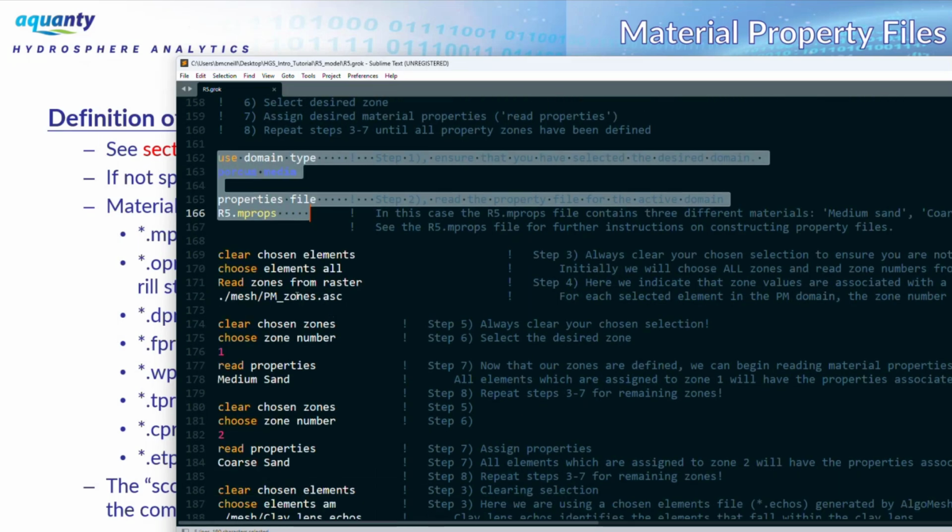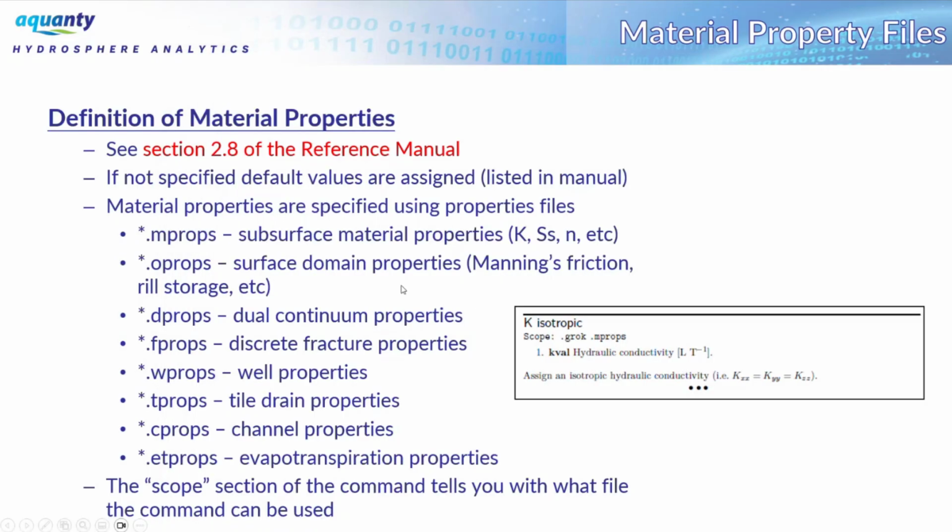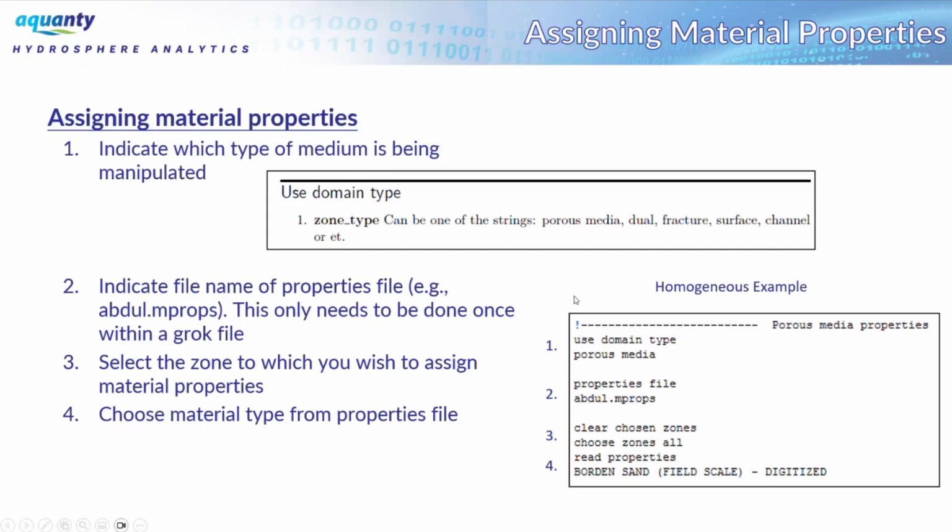The way that this is done is first by defining property zones. So I'm going to come back to my PowerPoint here. We'll come back to the example in a second, but what we do first is we map property zones onto the model mesh. So we might say all of layer 1 is a medium sand. Okay, we'll call it zone 1. And then all of layer 2 is coarse sand. Call it zone 2, just as an example.